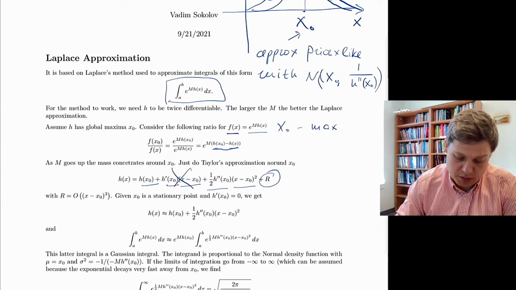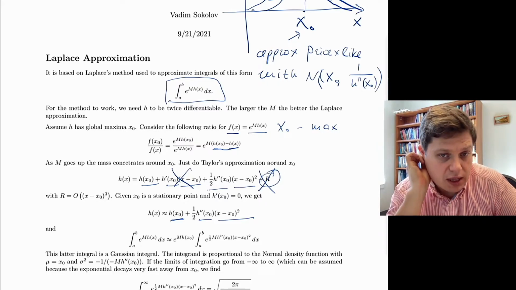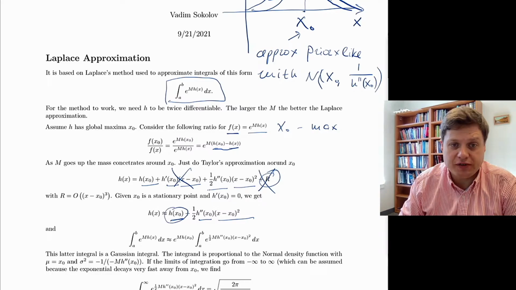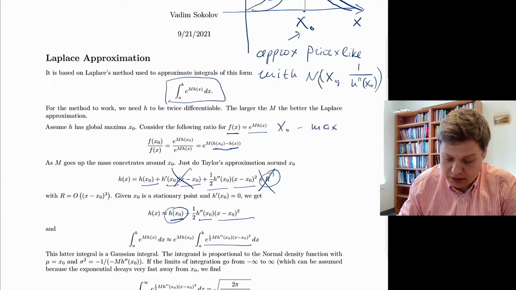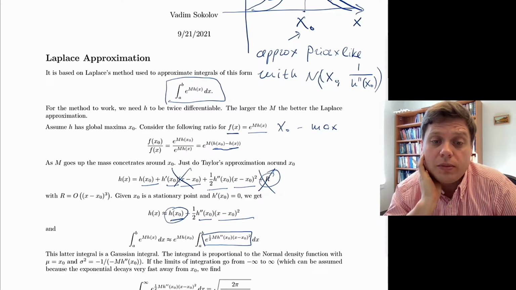So we can just remove this term here, and we also remove the R, and we just say that h(x) is approximated by the value of h at x0, plus 1/2 the second derivative times the quadratic term. And if we plug this back into the integral, we will see that the exponent of h(x0) does not depend on x, so it goes in front of the integral. And what we have under the integral is this term, that's the integrand. And if you look carefully at it, you will see that it looks almost like a normal density, or is proportional to a normal density function.